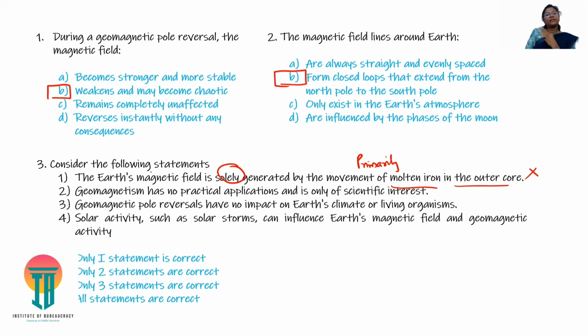Second, geomagnetism has no practical applications. No, this statement is also wrong. Third, geomagnetic pole reversals have no impact on Earth climate or living organisms. Again, no. What about the last one? Solar activities such as solar storms can influence Earth's magnetic field and geomagnetic activity. True. Okay, if the fourth statement is true, then first is obviously wrong.